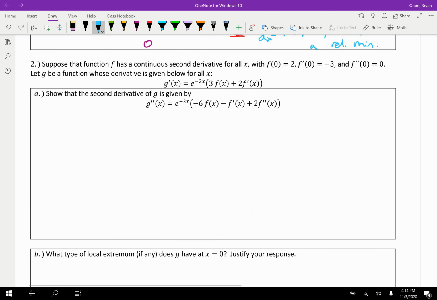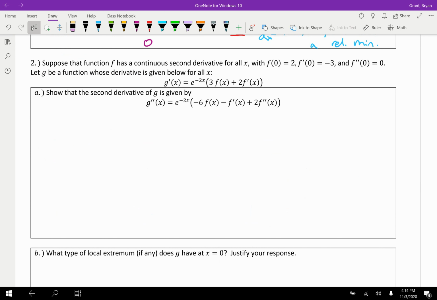Alright, second problem. Suppose we have some function where we know a couple things about it, all these things about the graph of f, and then they give us g prime. Oh man. First, show that the second derivative of g is given by this monstrosity. Well, we have the first derivative of g up here, and they're asking us about the second derivative. I think that means we just have to take the derivative.